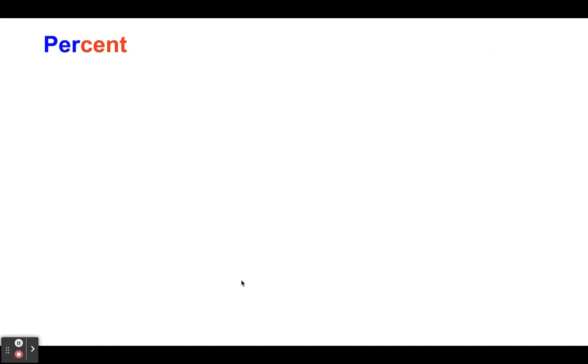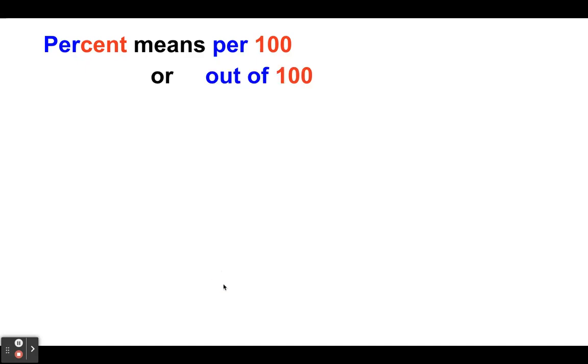So when I'm talking about the word percent, I could think of that as per 100. That word "per" and that "cent" means 100. I could say per 100. I could also say percent means out of 100, or even for every 100. So percent could mean per 100, out of 100, or for every 100. But remember, that cent means 100. So when we're talking about percentages, it's always out of 100.